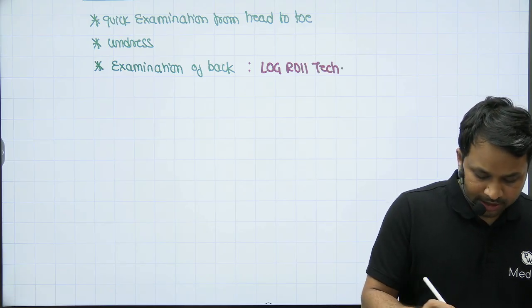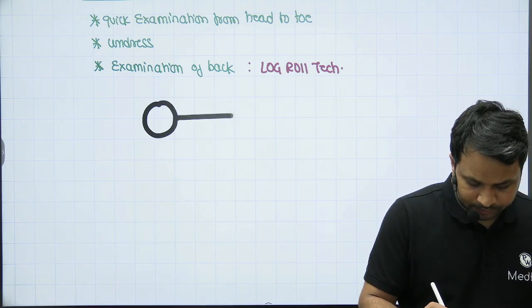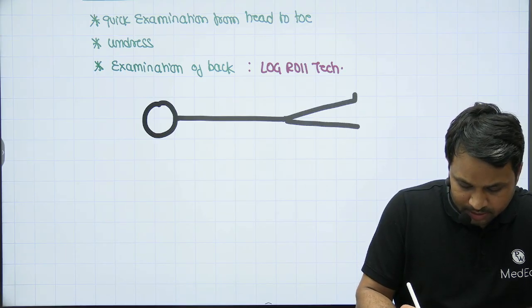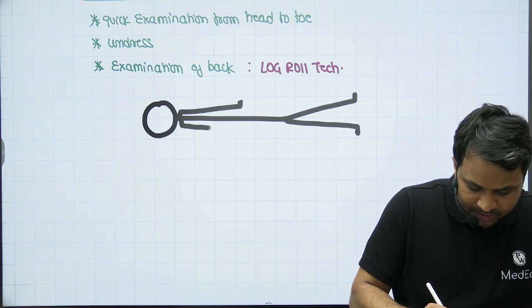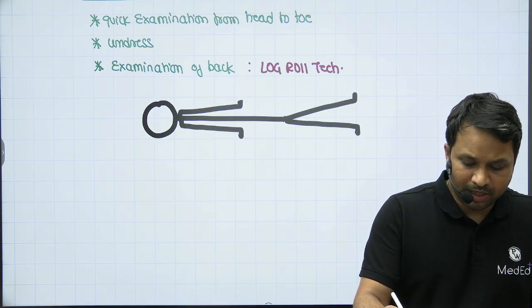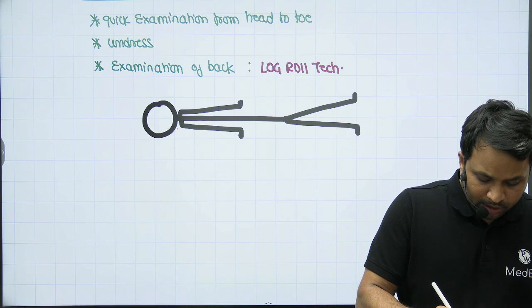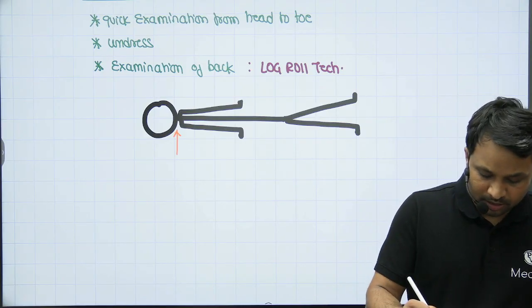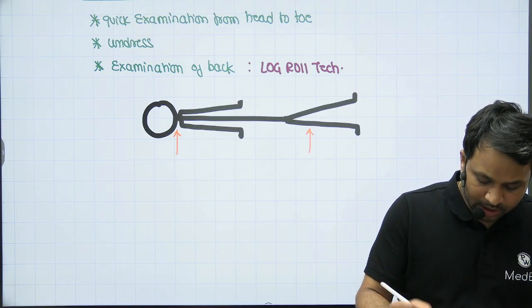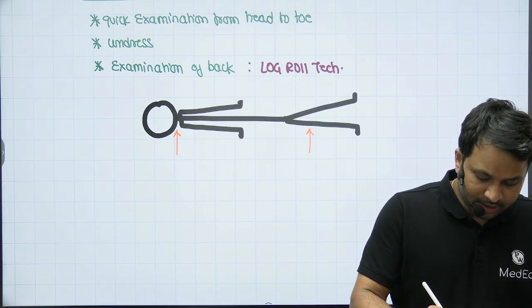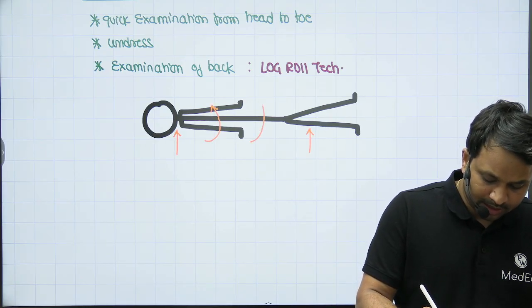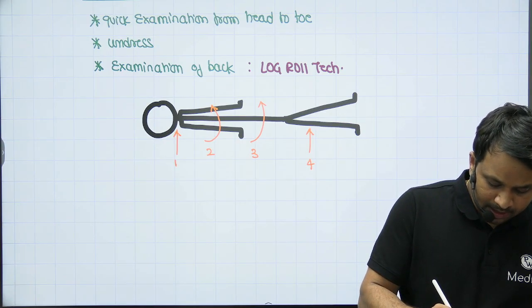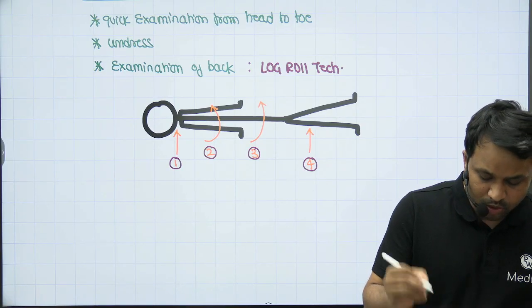Now in a log roll technique, let's say this is the patient who has been lying down supine, and we have decided on examination of the back. What is the minimum number of people required to do so? I would require 1 to stabilize the cervical spine, 1 to hold the lower limb or a fractured segment, and I require at least 2 people to flip the patient and examine. So the minimum number of people required for a log roll technique is going to be 4.